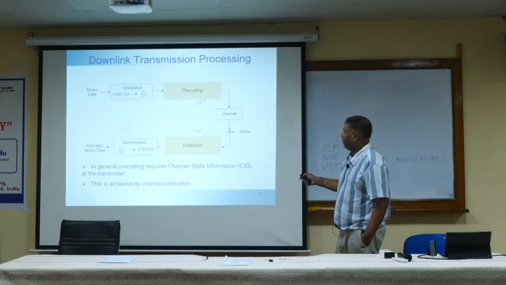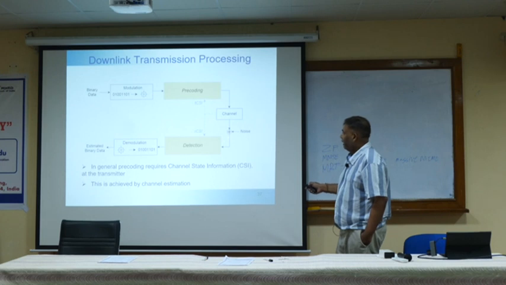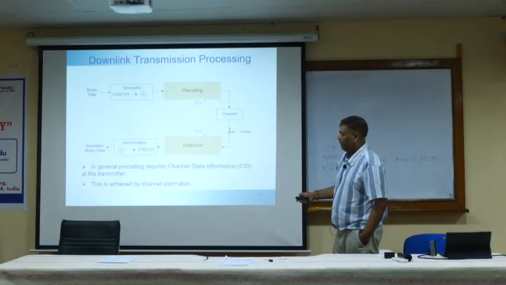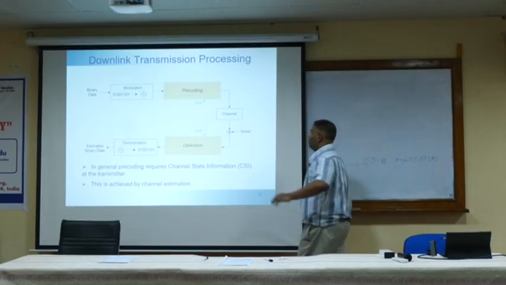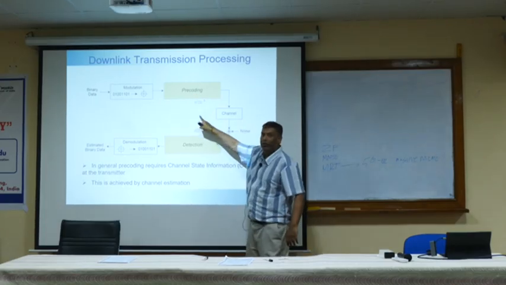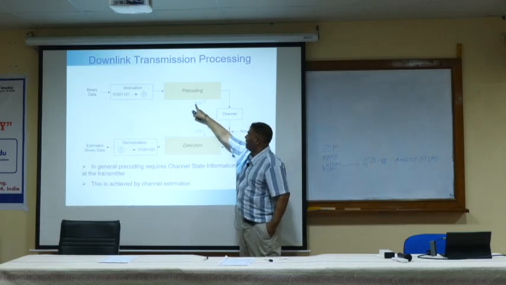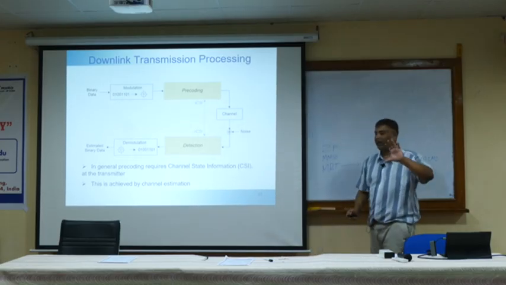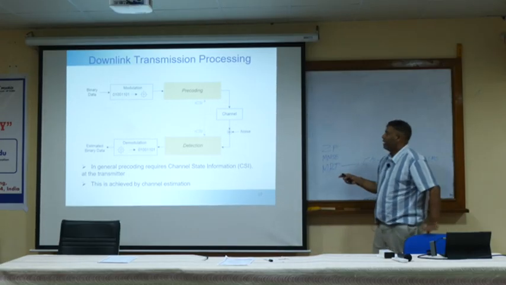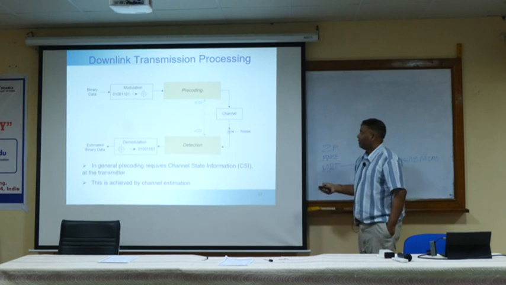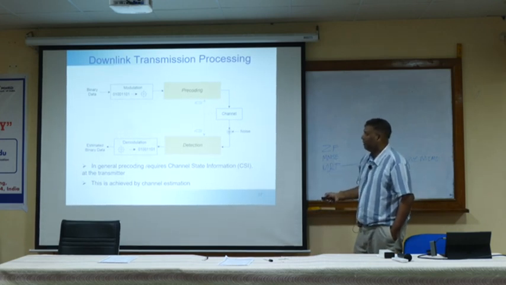The base station will do pre-coding and send it through the channel, and then your mobile unit will receive and demodulate the information that you sent here. Okay? So here, the precoder, to do pre-coding at the base station, you need to know the channel state information at the transmitter. CSIT means channel state information at the transmitter. To do pre-coding, we need channel state information. At the receiver also, receiver channel state information, etc. So we need channel estimation. So in general, the precoder requires channel state information at the transmitter.